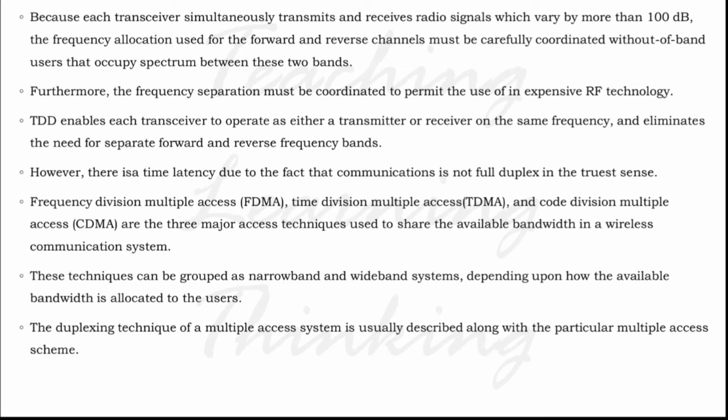So the major access techniques used in wireless communication systems are FDMA, TDMA, and CDMA. FDMA means frequency division multiple access, TDMA means time division multiple access, and CDMA means code division multiple access. These are the major techniques used in wireless communication systems. They can be grouped as narrowband and wideband systems, depending upon how the available bandwidth is allocated to the user. The duplexing technique of a multiple access system is usually described along with the particular access scheme.